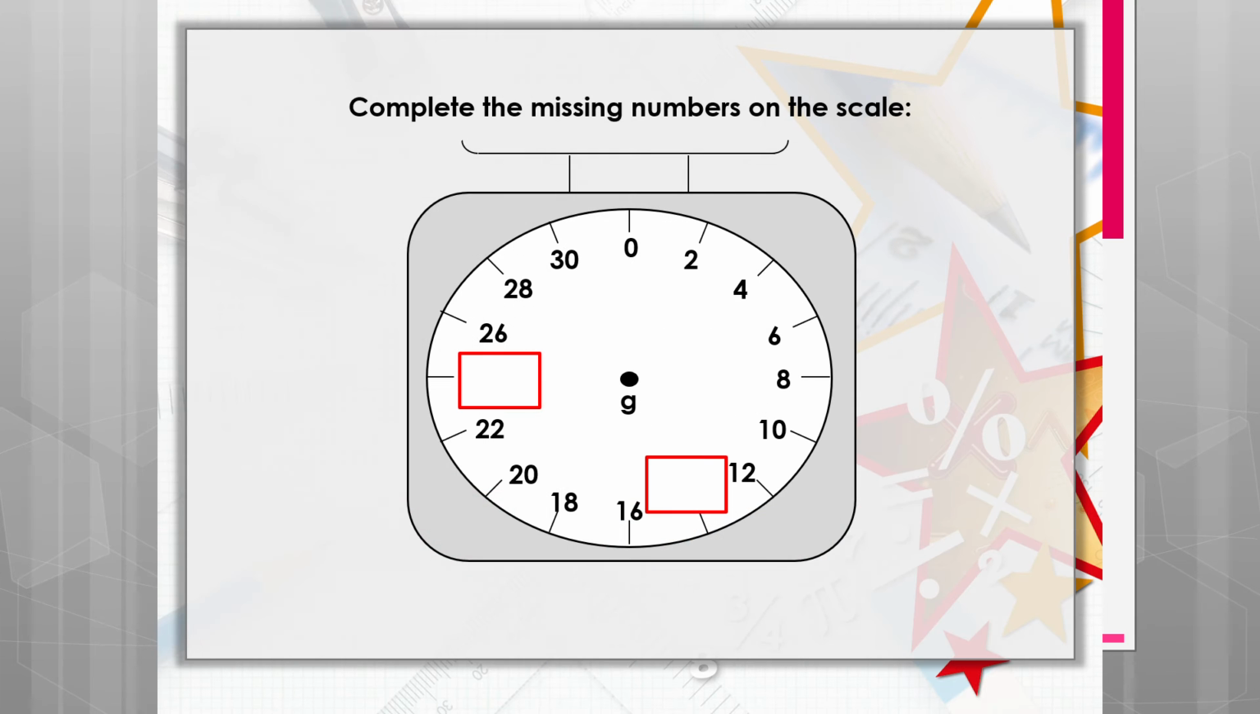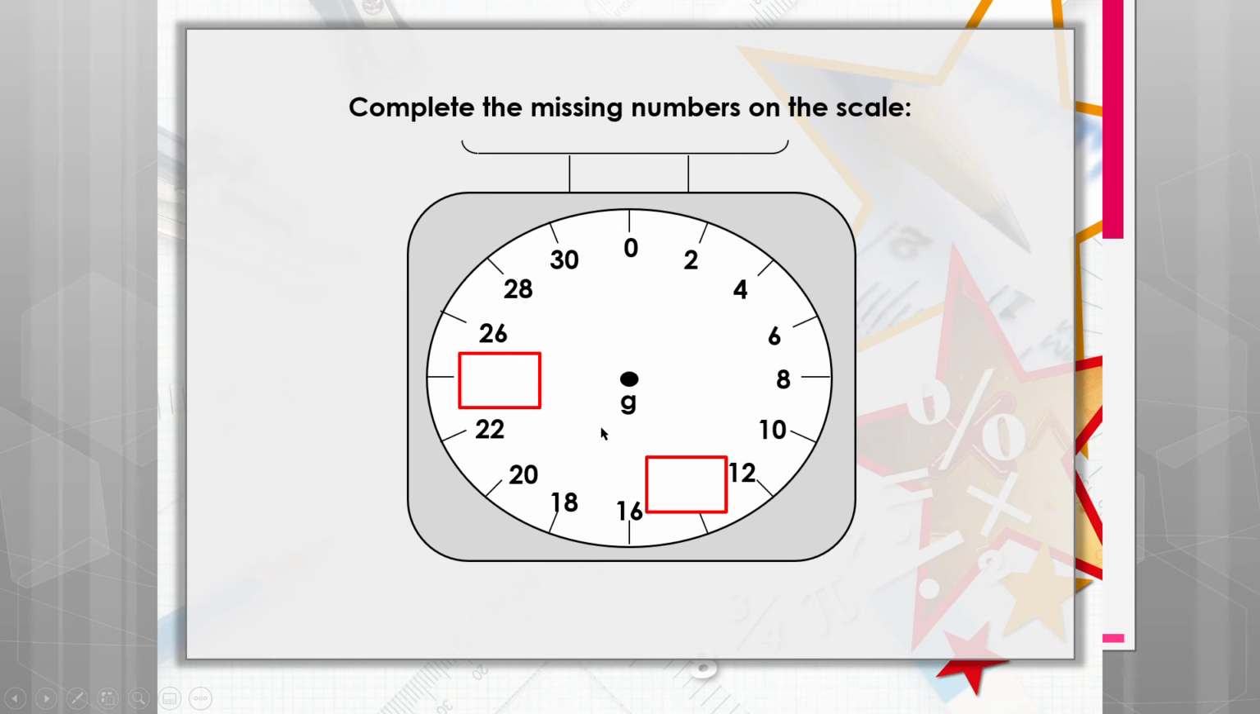Okay, now complete the missing numbers on the scale. Here we have 2, 4, 6, 8. When you see these scales, first of all look at the numbers and see what they're skip counting by. Here they're skip counting by the multiples of 2. 2, 4, 6, 8, 10, 12, and then a missing number here. 16, 18, 20, 22, a missing number here. 26, 28, 30, and then back to 0.